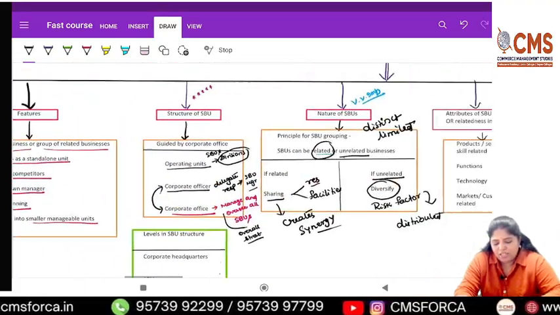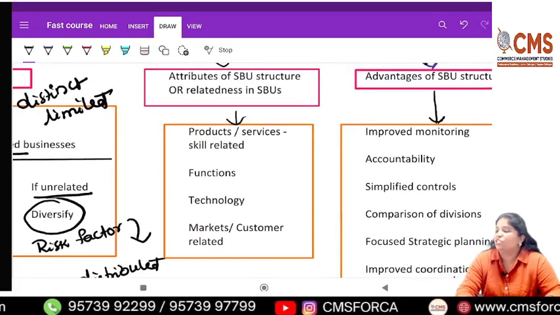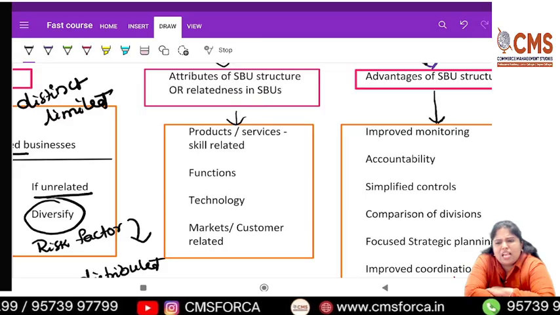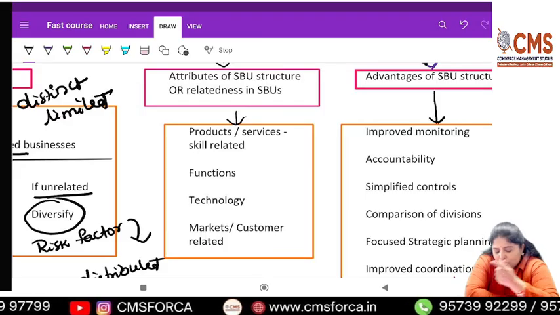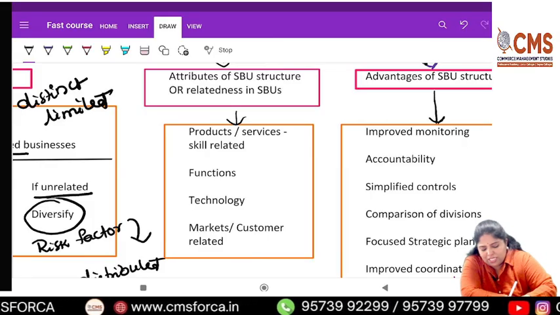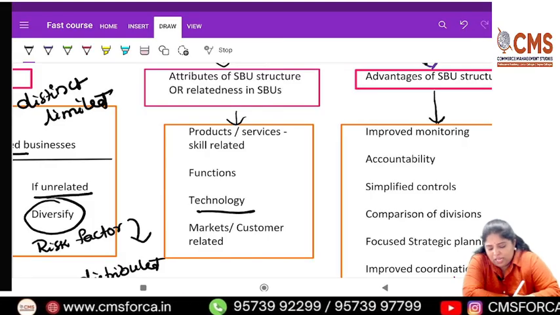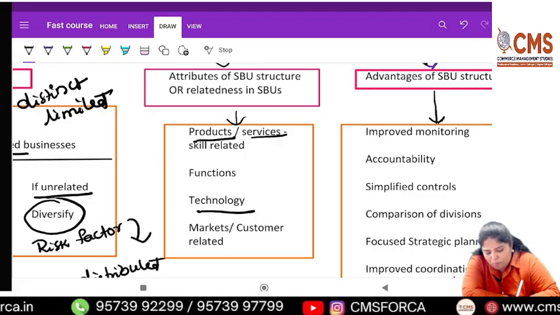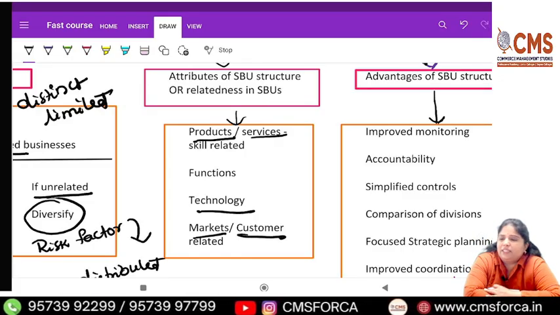Now, what are the attributes for SBU structure? It means you can group divisions into SBUs, as you know already. You can group on customers. You can group SBUs on technology grounds. You can group on products or services. You can group on customer or market.